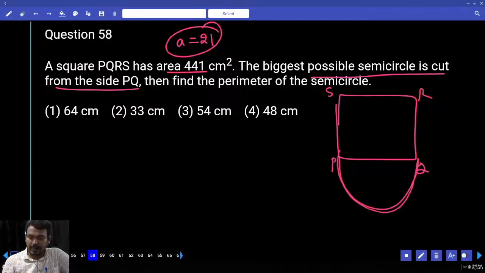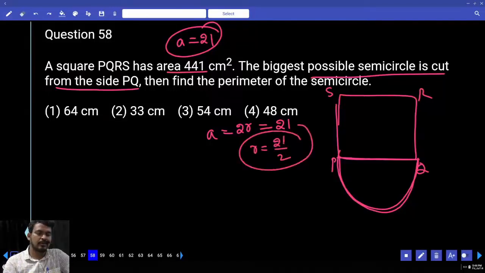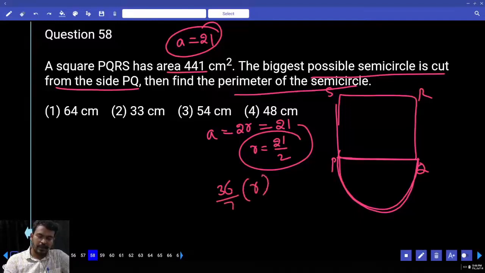Okay, the diameter of a semicircle is also equal to the side of a square. What is the side of a square? A. That is equal to the diameter of a semicircle. So 2R is equal to how much? 21. 2R is equal to 21, so R is equal to 21 by 2. But what do we require? The perimeter of a semicircle. The perimeter of a semicircle formula is 36 by 7 into R.